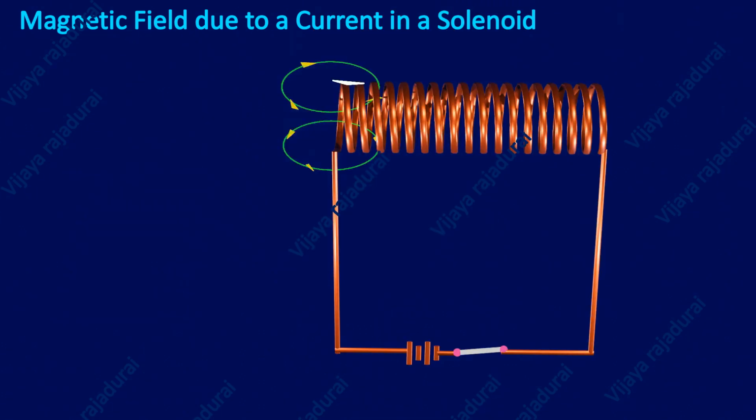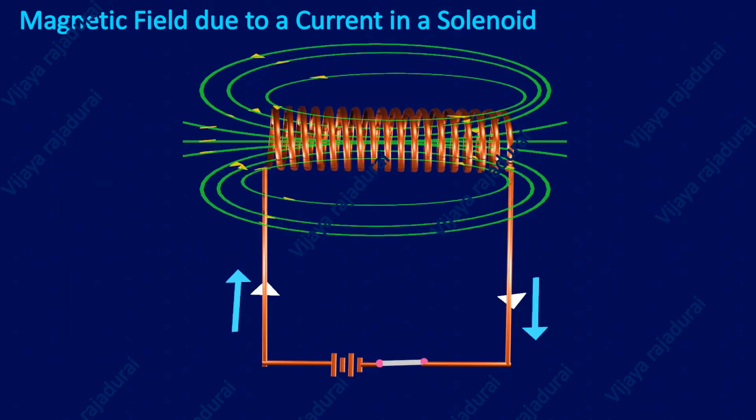In this way, magnetic field lines are produced when current flows from one terminal to the other terminal of the solenoid. So at each point, magnetic field lines are produced. So the overall magnetic field produced will be like this.